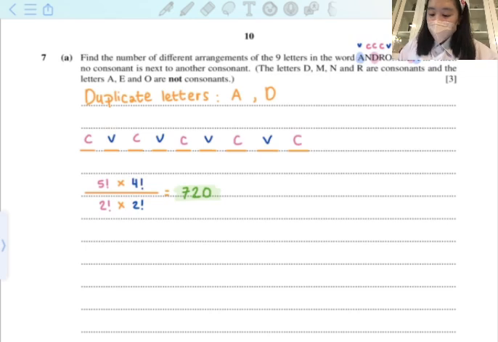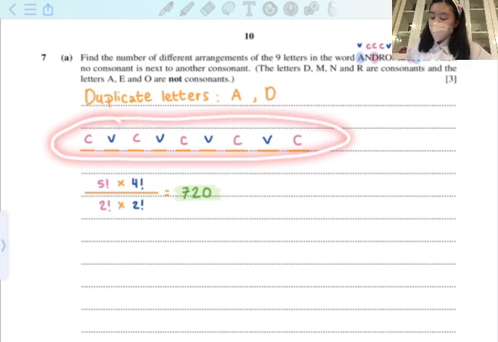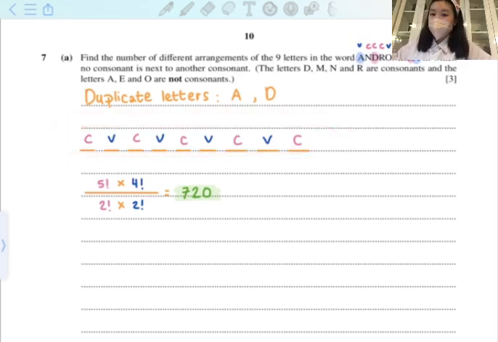7A. Find the number of different arrangements of the 9 letters in the word Andromeda, in which no consonant is next to another consonant. The letters D, M, N, and R are consonants, and the letters A, E, and O are not consonants. Forgive me, I'm still a bit sick. Now, you might see here that I have color-coded the consonants and the non-consonants. V stands for vowels, and vowels are the A, E, I, O, U, and all of that stuff. But since Andromeda has only A, E, and O, we'll only be using vowel as a stand-in for A, E, and O.